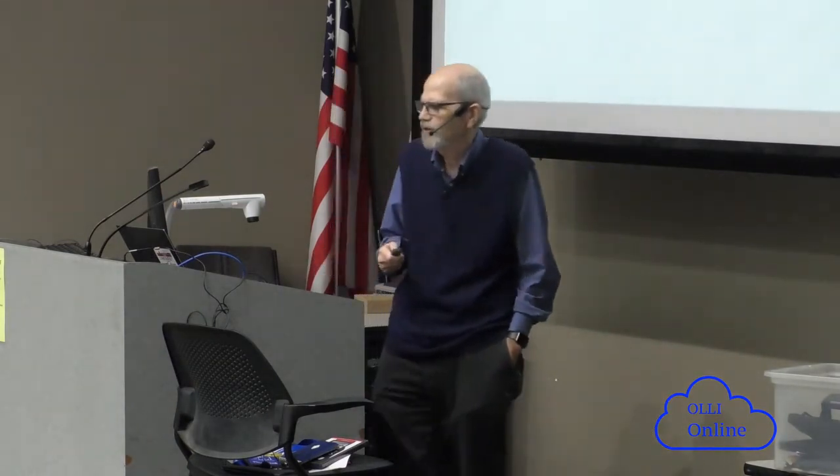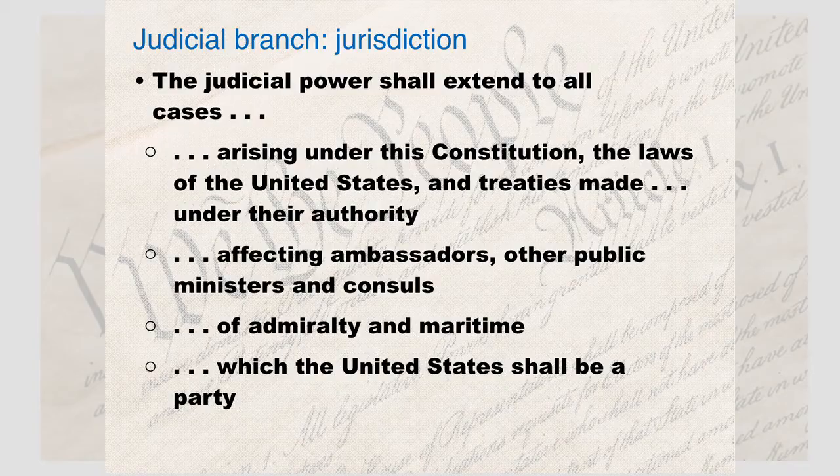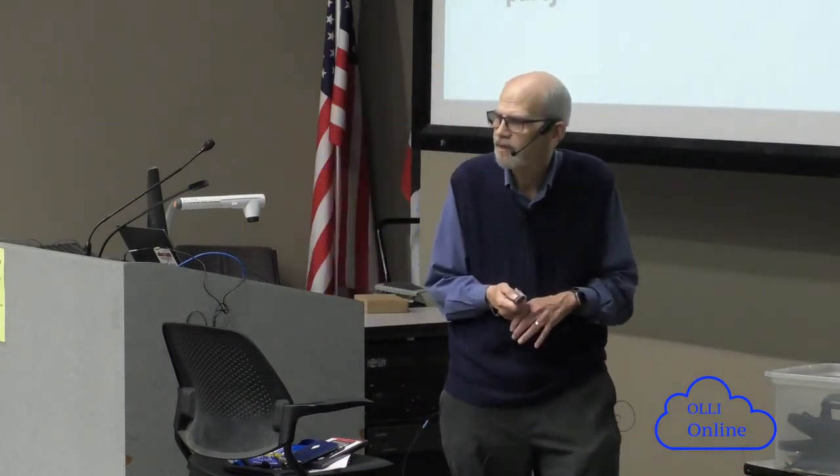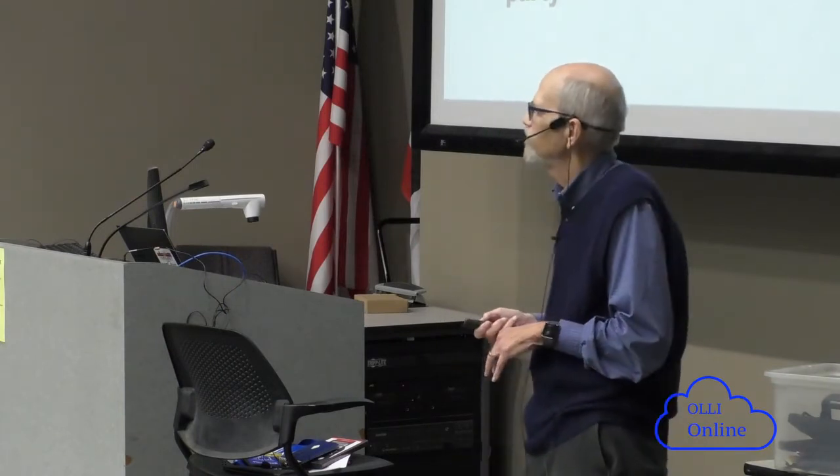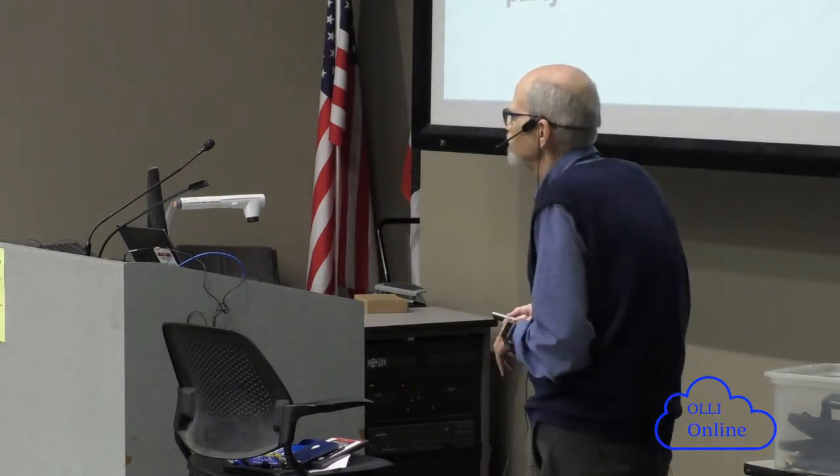What is the jurisdiction of the court? What cases can they hear? Well, they can hear cases arising under this Constitution and the statutes and laws of the United States and treaties made. Their jurisdiction is about laws and actions affecting ambassadors, other public ministers and consuls, basically foreign entities, of the admiralty and maritime, of the sea law, which the United States shall be a party to. So when the United States sues, it will be under the jurisdiction of the federal system, not of the state system.